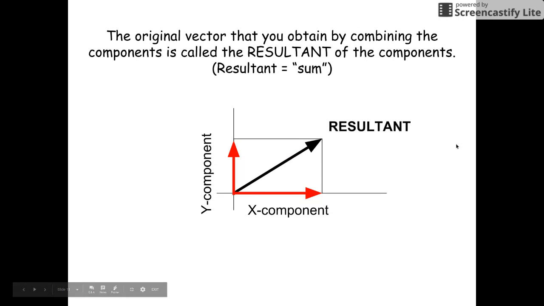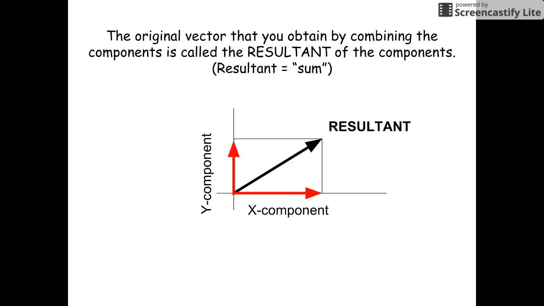Now, one word I want to also mention here, a little bit of vocabulary, is the word resultant. You should know what that means. The original vector that you obtain by combining the components is called the resultant of those components. This is the first time I've really used that word, but I'm going to use it again, and you're going to come across it in things that you read. The word resultant means a sum, and in vector speak, we talk about the resultant vector as being the sum of two vectors. So if you think about the two red vectors that are shown here, the x component and the y component, what we're really doing when we find the diagonal, when we find its size and its angle, is adding those vectors together in a vector way to find the resultant.